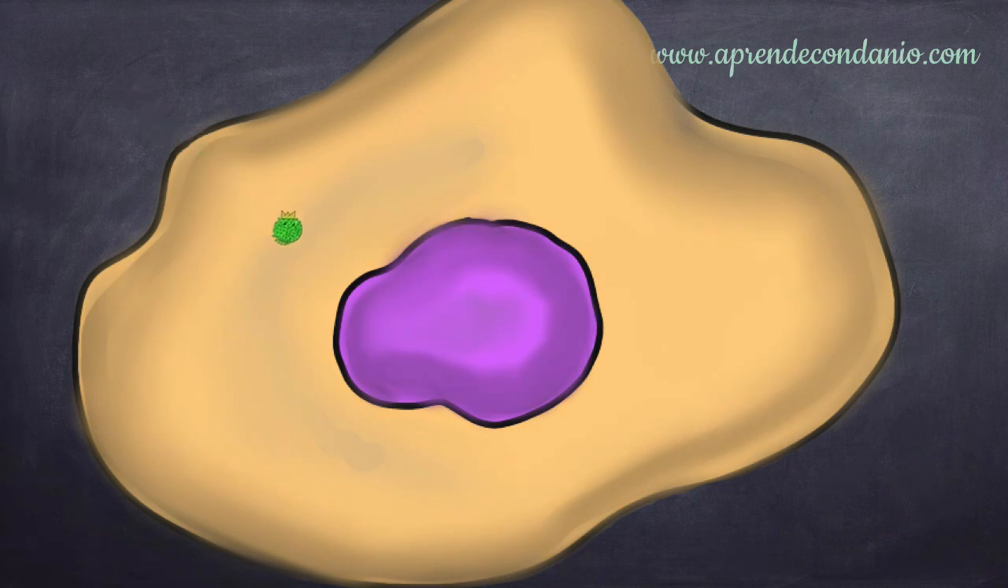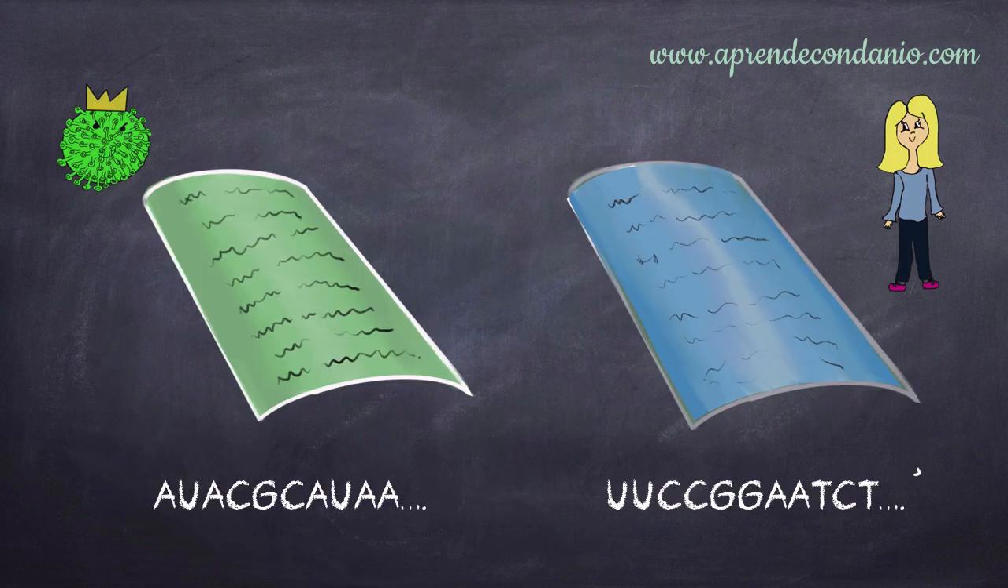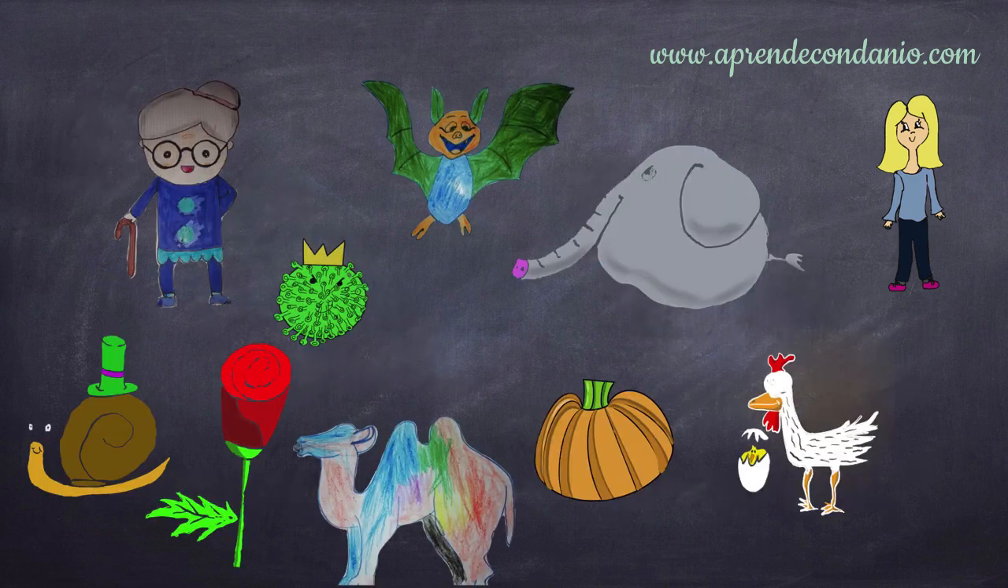When a virus enters a cell, it introduces its own recipe. The cell doesn't realize that this recipe is not its own and starts making the proteins that form the virus. This is possible because both recipes are written in the same language. In fact, it's the same for all living beings on the planet. The language in which genetic information is written is universal. Next, let's see what the language looks like. Pay close attention because understanding this will allow us to understand many things about viruses.